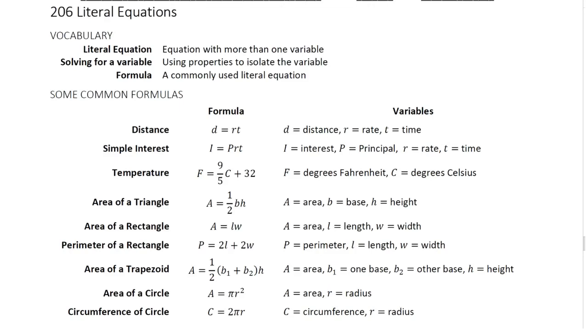Literal equations. Literal equations are equations with more than one variable in them. The most common place to see literal equations is in formulas such as these. In this lesson, we are practicing solving a literal equation for a specific variable. This means to isolate the chosen variable on one side of the equals sign.